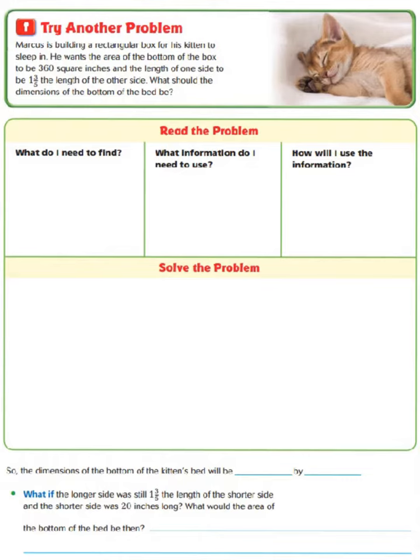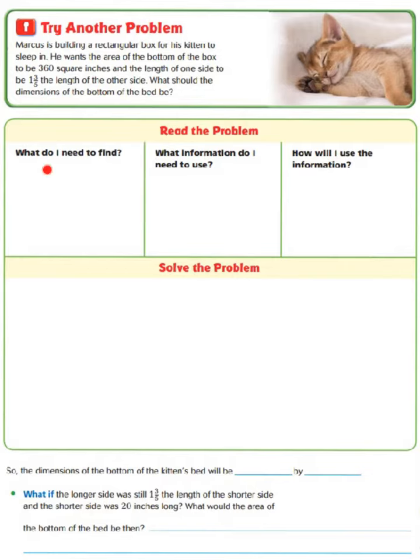So let's take a look at another problem. Marcus is building a rectangular box for his kitten to sleep in. He wants the area of the bottom of the box to be 360 square inches and the length of one side to be 1 3/5 the length of the other side. What should the dimensions of the bottom of the bed be?